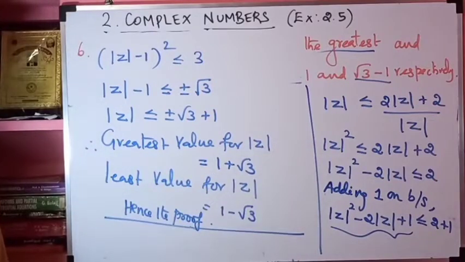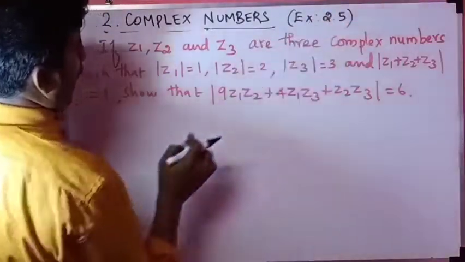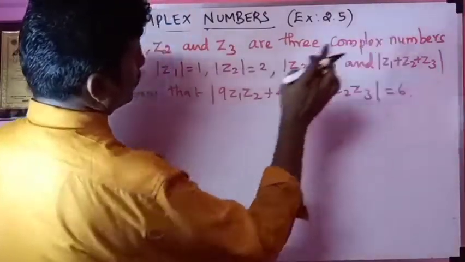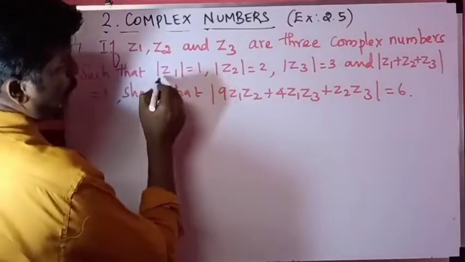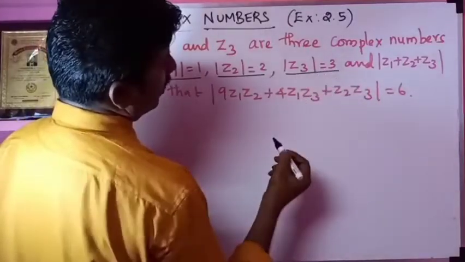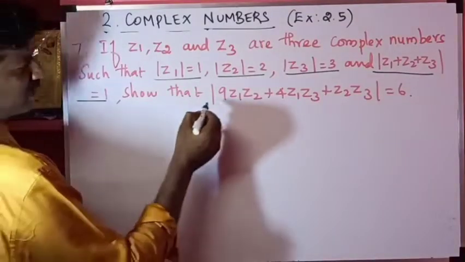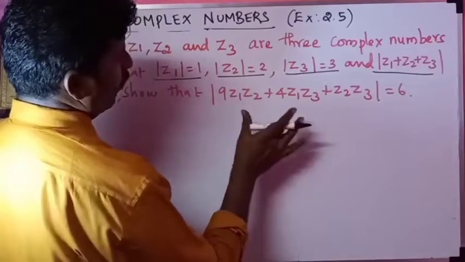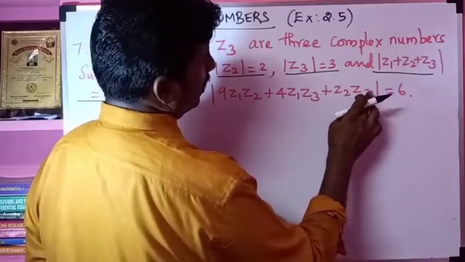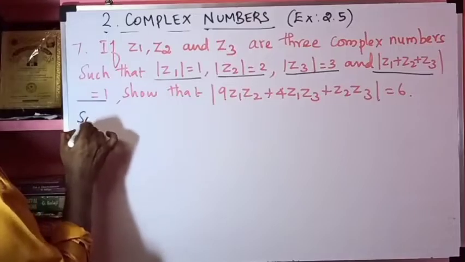Is it clear? Now let's look at the next problem. See question number 7 in exercise 2.5. If z1, z2 and z3 are three complex numbers such that modulus z1 is equal to 1, modulus z2 equal to 2, modulus z3 equal to 3 and modulus z1 plus z2 plus z3 is equal to 1, show that the modulus 9 z1 z2 plus 4 z1 z3 plus z2 z3 is equal to 6. Right? So now here is the solution.